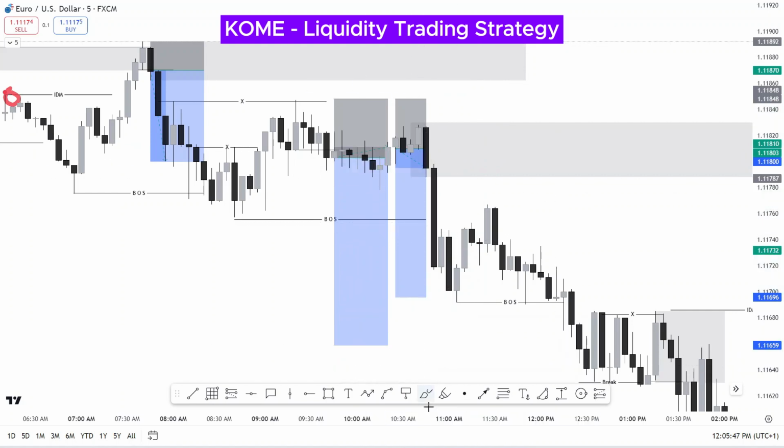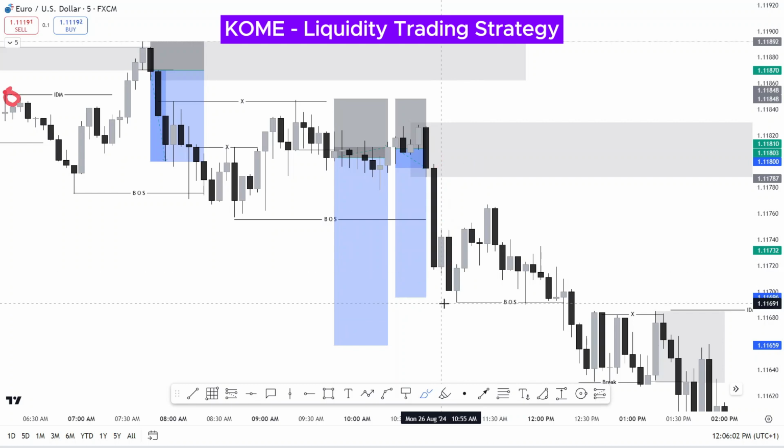What happened? We are waiting for what? Inducement. And this is just a single leg move. And this was the internal market structure retracement. Okay, so there was nothing significant in that zone.